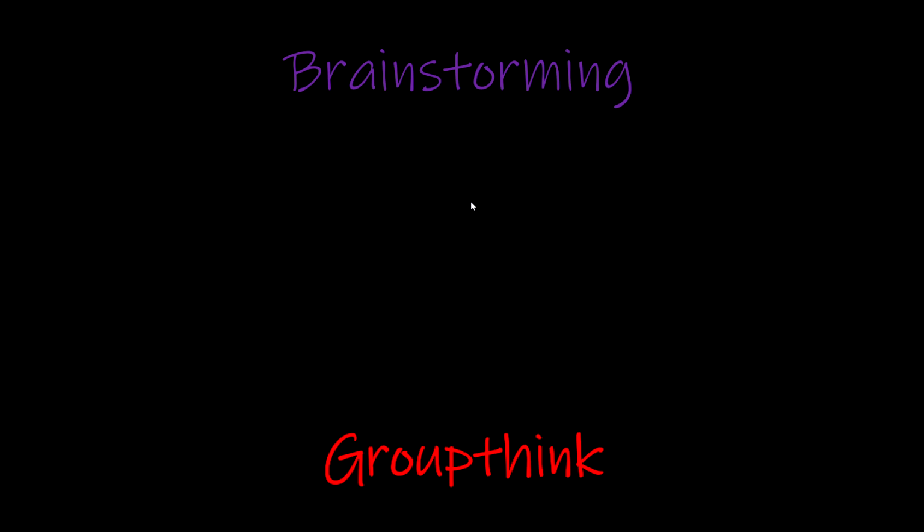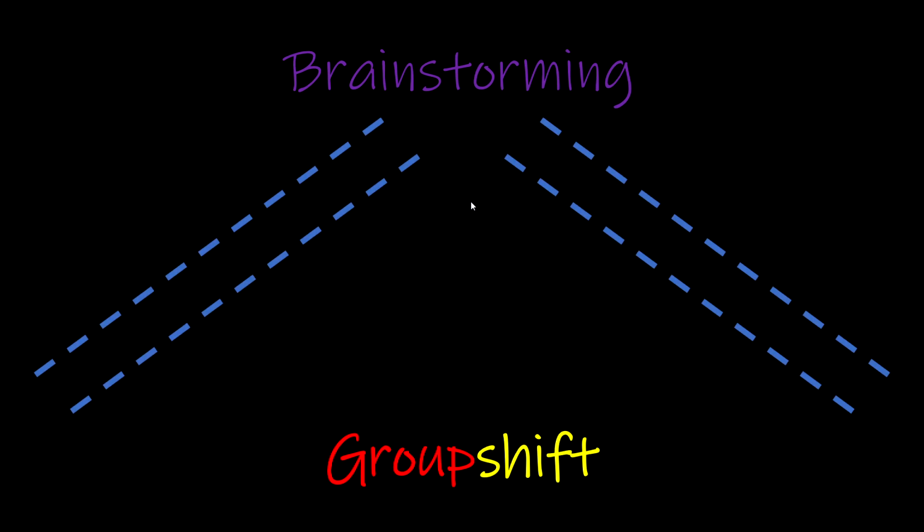And when groupthink emerges, what we see is that the ideas that we generate in brainstorming all tend to be aligned with what we think that group is going to be accepting of. Alternatively, we can see some group shift occur in brainstorming, where depending on which group you're a part of, your ideas will gear towards one side or towards the other.